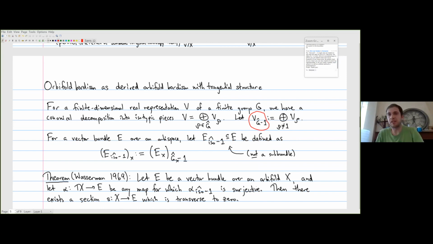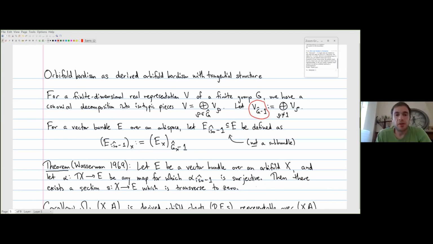I'm crediting this result to Wassermann, even though he only proved a very, very special case of it. So what does the result say? If you have a map from the tangent bundle of X to E, for which its restriction to this funny looking subbundle iso hat -1 is surjective, then you can have a section which is transverse to 0.